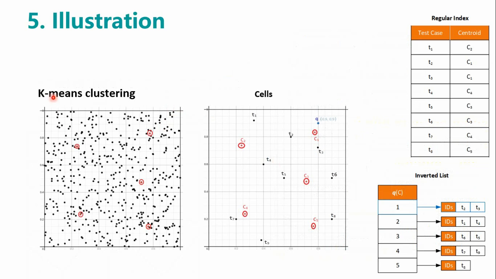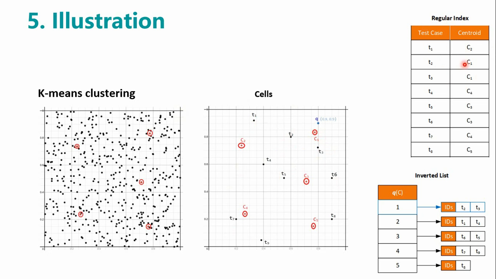In the first step, we used k-means clustering with 500 randomly generated test cases and 5 centroids. This resulted in 5 centroids in the input domain of the software. In the next step, test cases are generated in this input domain, and each test case belongs to exactly one of the created centroids.